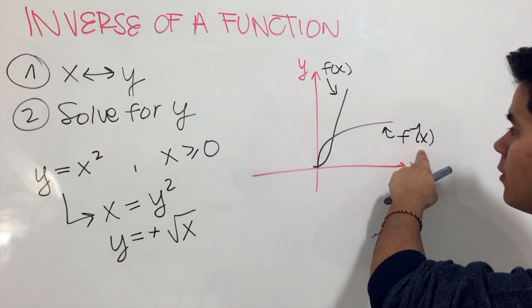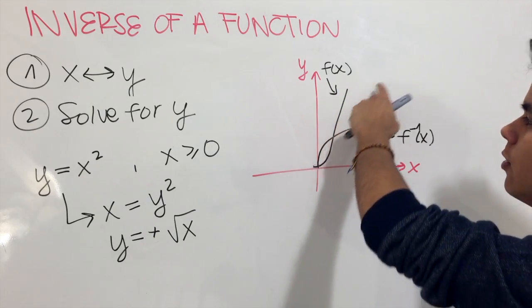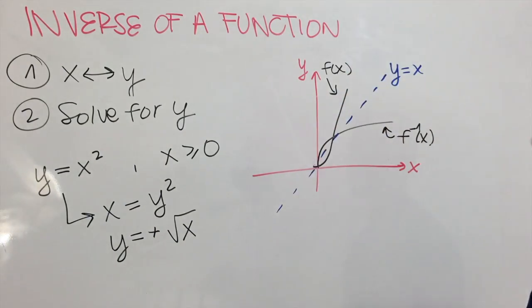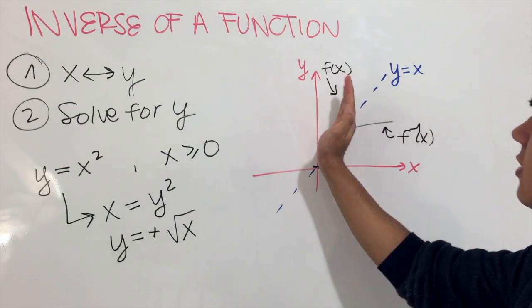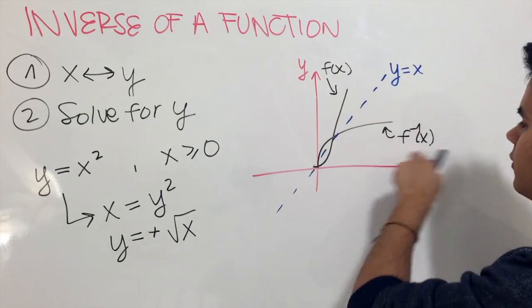Let's see if our inverse function is equal to the mirror image of our actual function about the y equals x function. Now we can see that if we take this parabola and we reflect it about this axis, we're going to have something that looks like this, which is our inverse function.